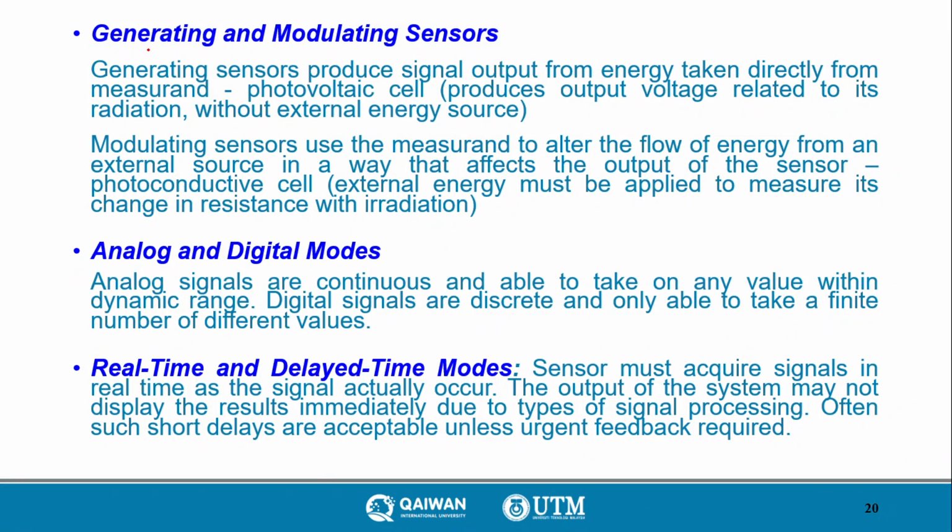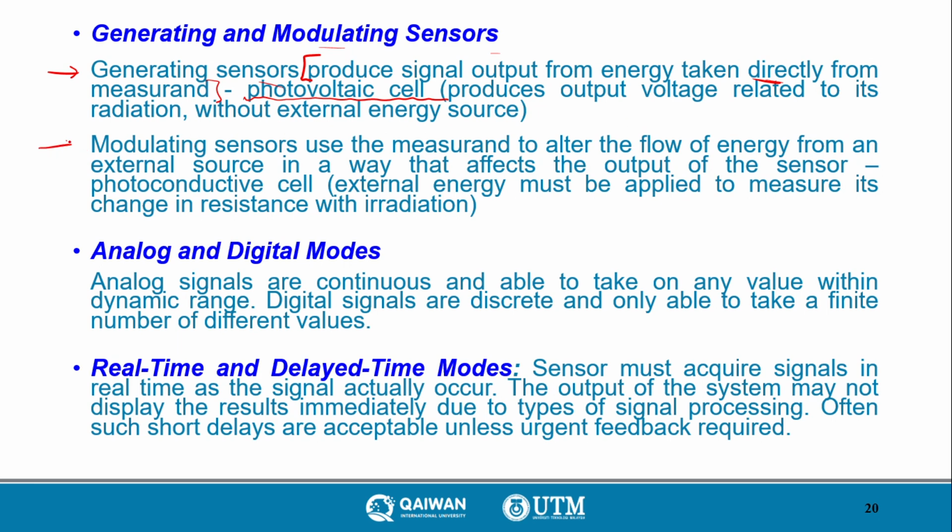Generating and modulating sensors. Generating sensors produce signals output from energy taken directly from the measurement. This is a very important point. So the generating sensors produce signals output, let's put in few brackets, from energy taken directly from the measurement. As an example, the photovoltaic cells that produce output voltage related to its radiation.